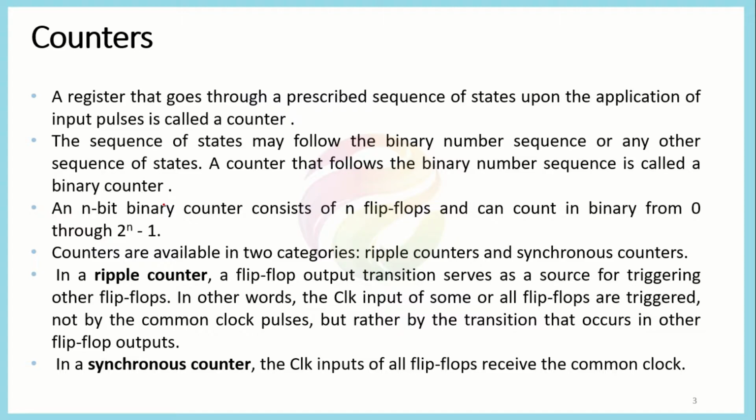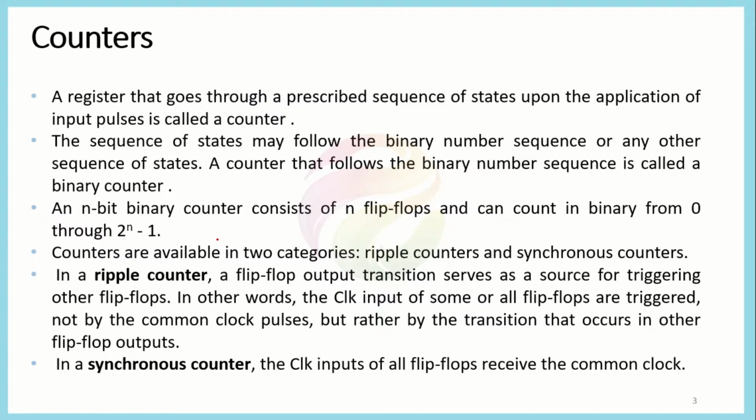A sequence could be of any kind. It could follow a certain binary pattern, or it could follow a certain other pattern. Say if a sequence is incrementing by binary values, then we can say that it is a binary counter. If we have to represent an n-bit binary counter, then that should consist of n flip-flops. And for an n-bit binary counter, we could have values from 0 to 2^n minus 1. Say if we are dealing with a 3-bit binary counter, then it could represent values from 0 to 7.